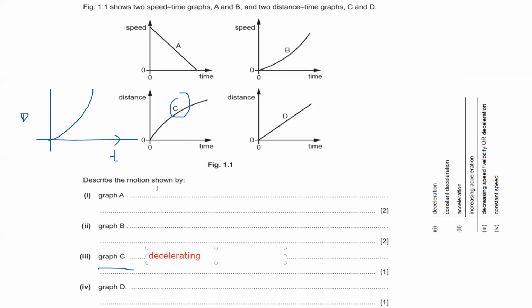What is happening for graph D? So it is moving with a constant speed. Again, I repeat, in the exam, don't say only constant. You should mention the term constant speed.